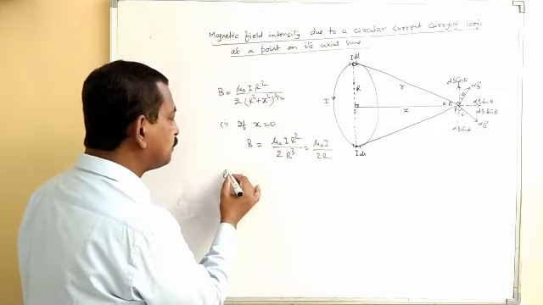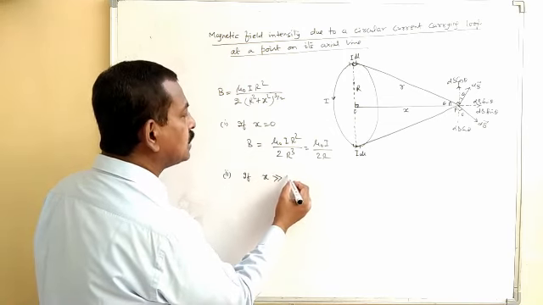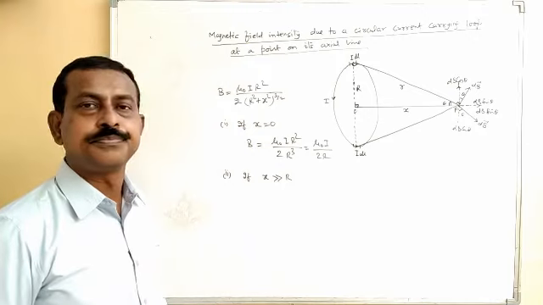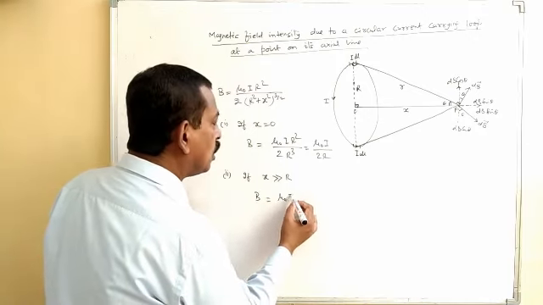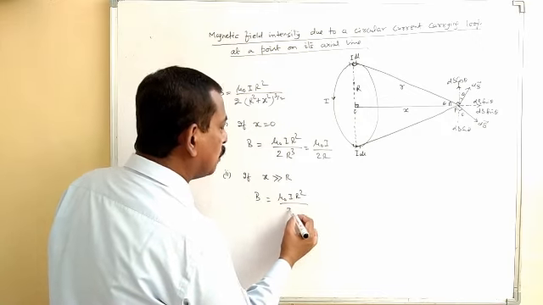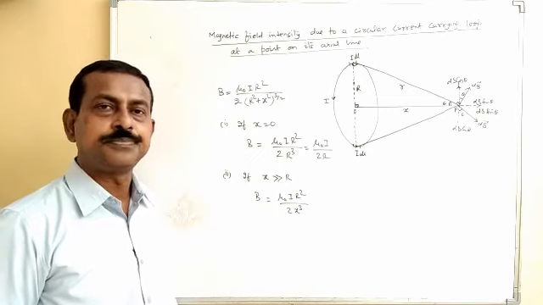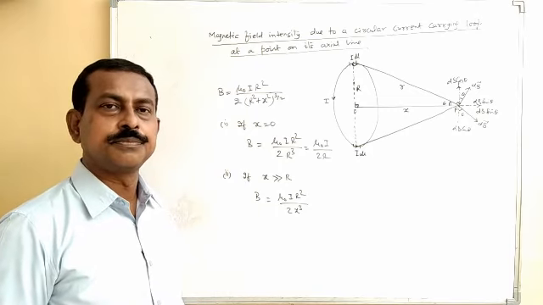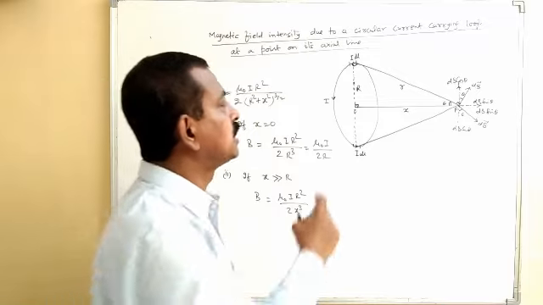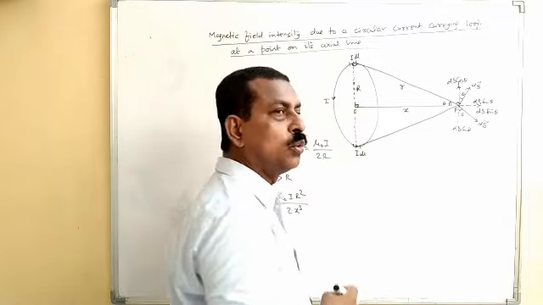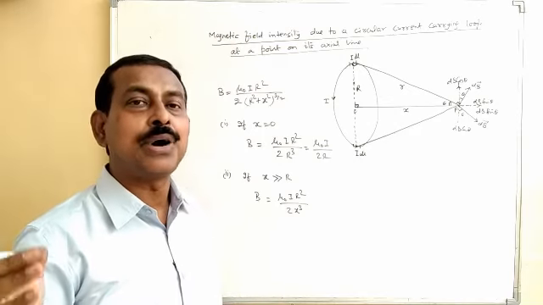Second case we can take, if x is very large as compared to R, then B will be mu naught I R square by 2 x cube. This will be the expression. So this will be the expression for the magnetic field due to a circular current carrying loop at a point on its axial line which is far off.